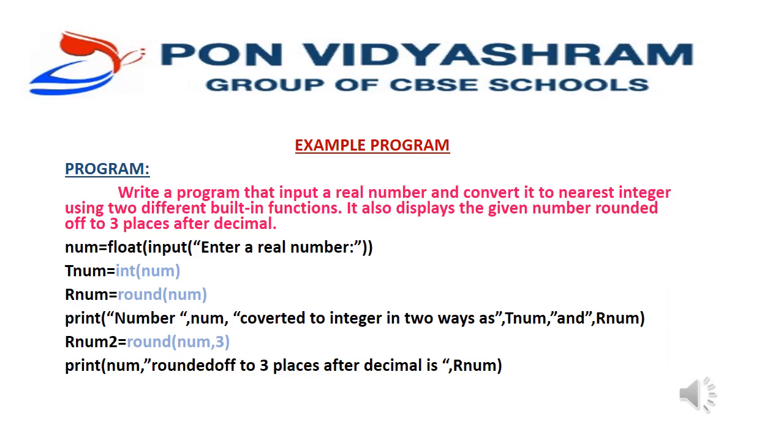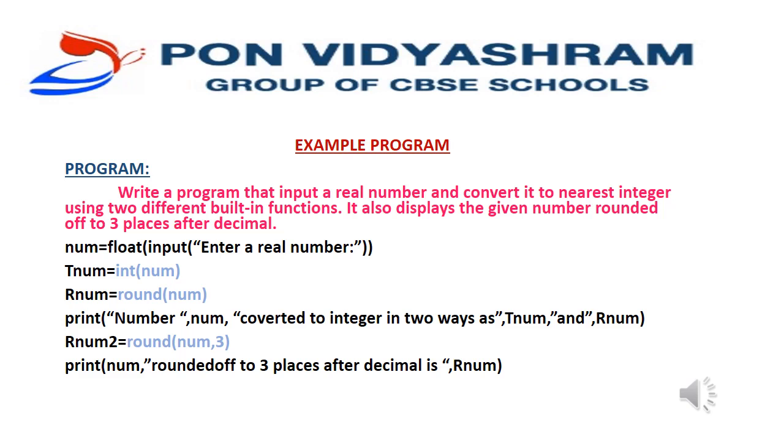So now we are going to see another built-in mathematical function, that is the round function. The round function has two types of syntax. The first one is round with only one argument, which is used to round off the given number to the nearest integer. The second one is the round function with two arguments. The first one is the given number, and the second one is the number of digits that we are going to have after the decimal point.